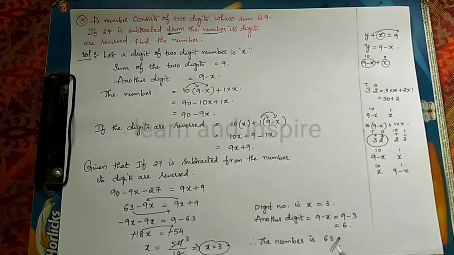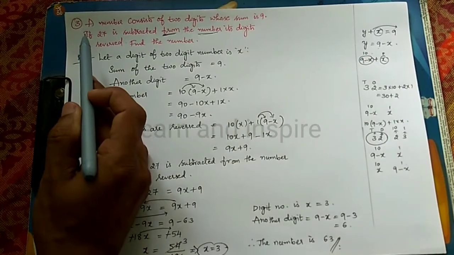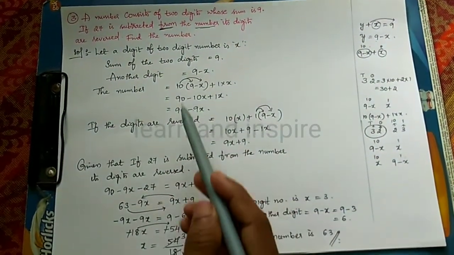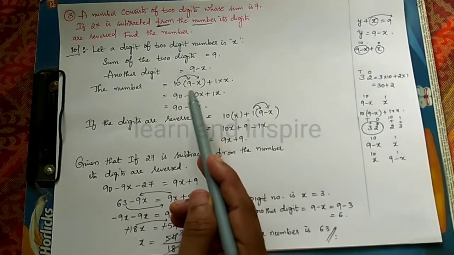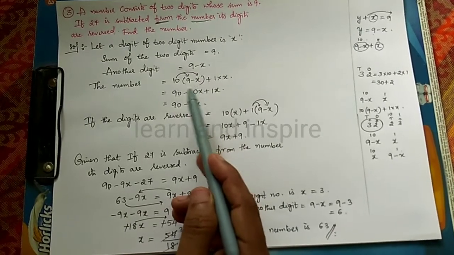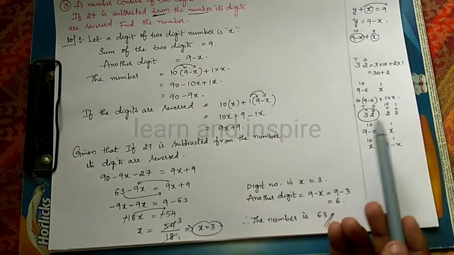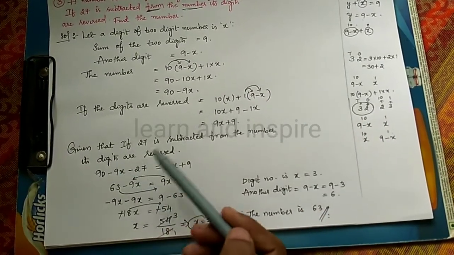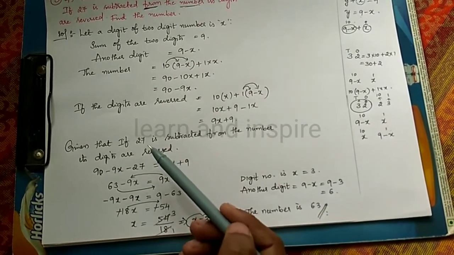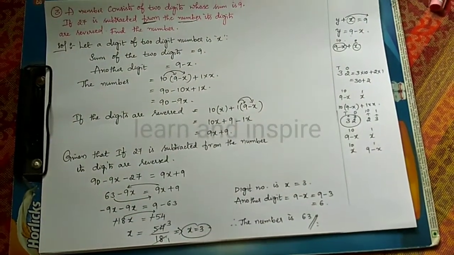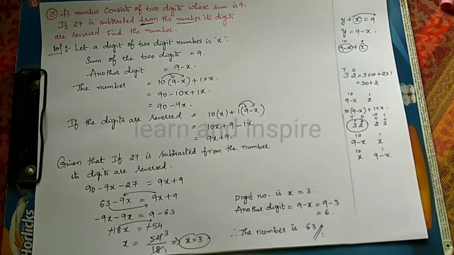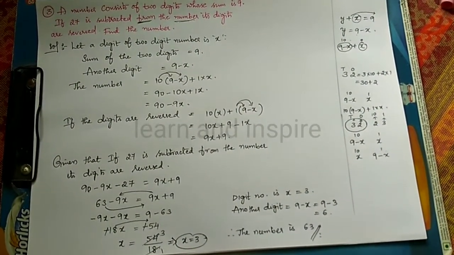So, okay, this is question number 3. This problem is based on the expanded form. So here we have solved by using the expanded form, when digits are reversed and adding those two, and again the number is subtracted. Okay, so this is question number 3. So let's go on to question number 4.